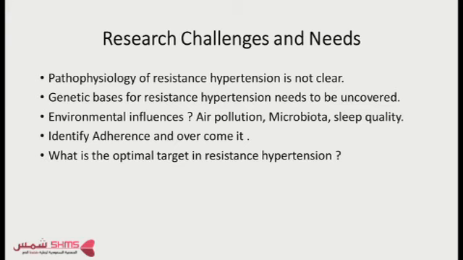This is my last slide. Still research challenges and need. The pathophysiology of resistant hypertension is not clear. The genetic basis of resistant hypertension is to be uncovered. We still don't know a lot. Environmental influences. Does air pollution, microbiota, really affect hypertension? We need to identify adherence, and we need to overcome adherence. And finally, what is the optimal target in resistant hypertension? We don't know. There is no study which tells us what is the target we should aim for. We have plenty of data or knowledge we need to fill.